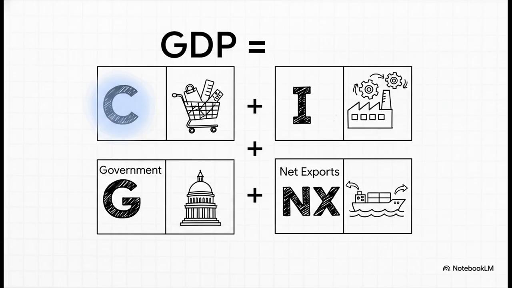If you've ever taken an intro to macroeconomics class, this formula is probably seared into your brain. It's pretty straightforward. C is for consumption, that's all the stuff you and I buy. I is for investment, so what businesses are spending. G is for government spending. And that last bit, NX, that's just net exports, or our exports minus our imports. It's been simple, elegant, and the global standard for decades.